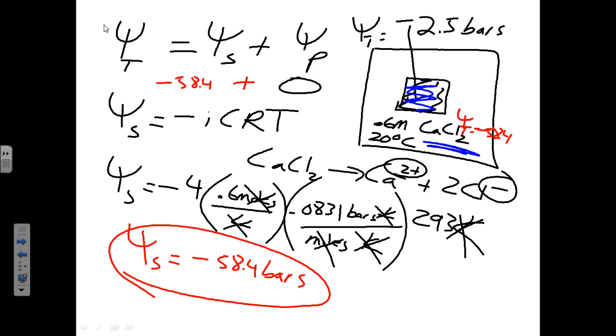Everybody okay with this water potential thing? Water moves from high water potential to low water potential. Be able to use those two formulas.